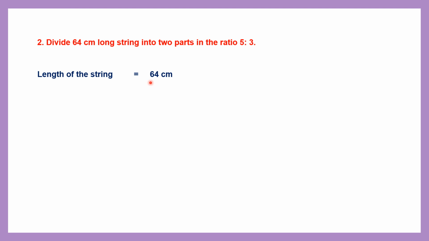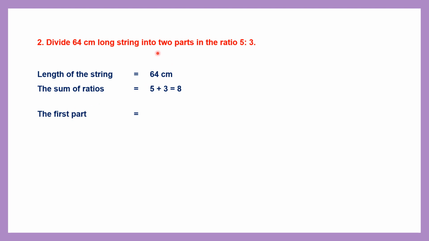Length of the string is given to us as 64 centimeters, and we have to find the sum of the ratios. That is the first step. The ratio is 5 is to 3. We have to find the sum of the ratios. 5 plus 3 is equal to 8.